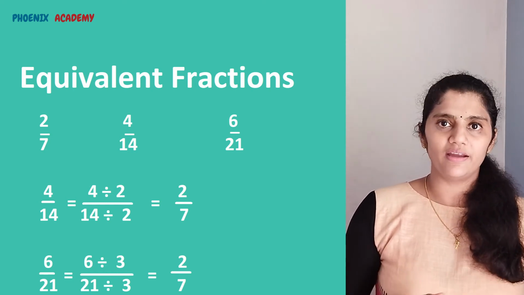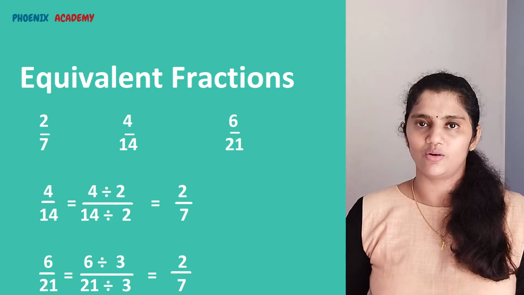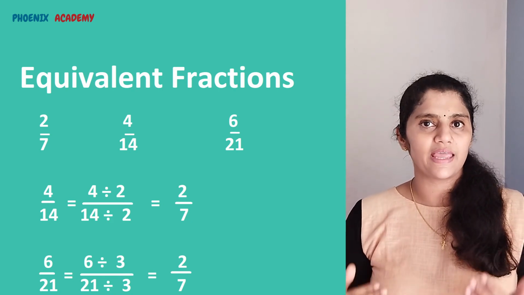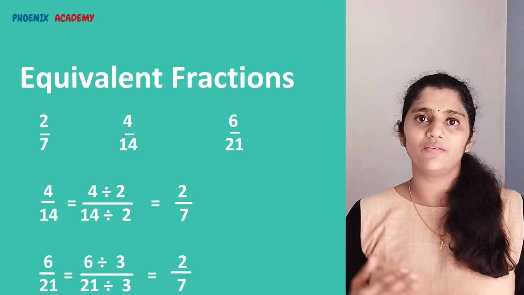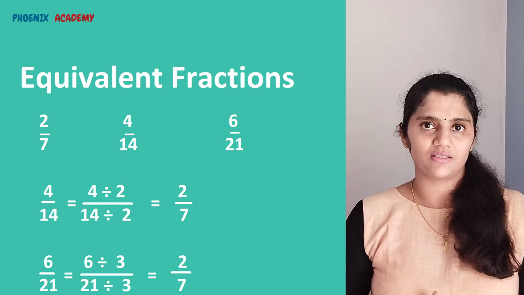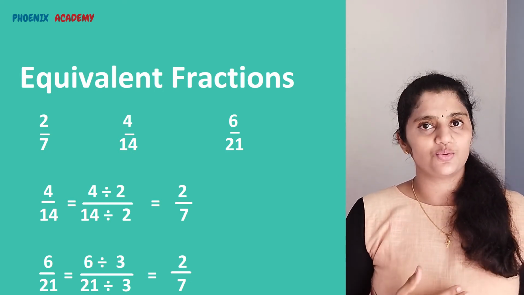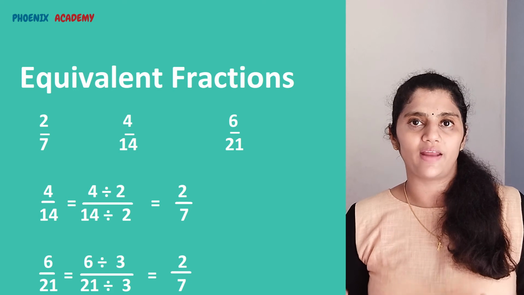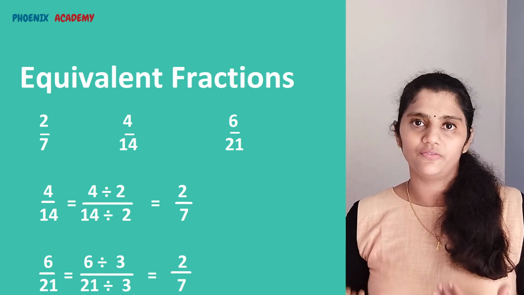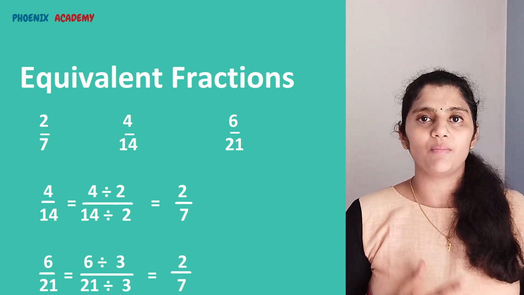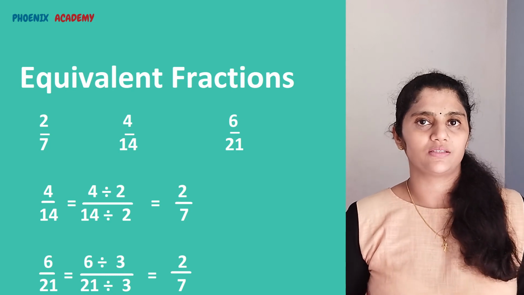So when we divide the numerator and denominator of the fraction with the same non-zero number, we will get equivalent fractions. So in these two ways, we will get equivalent fractions of a proper fraction. Let's see some important property of an equivalent fraction.